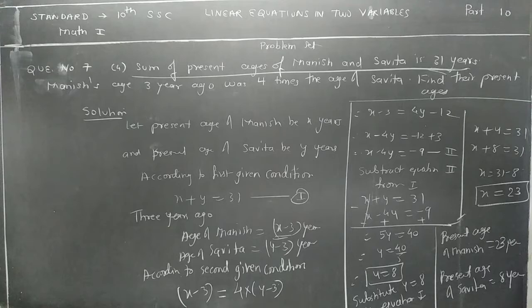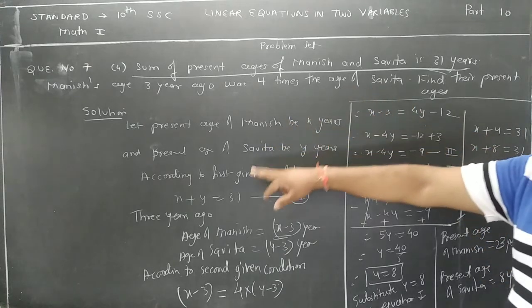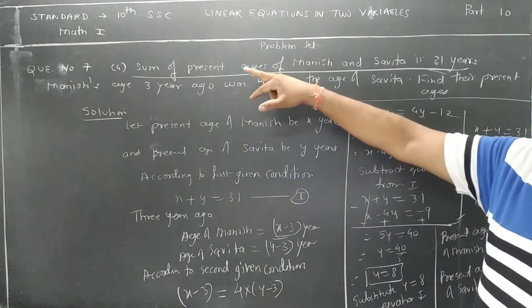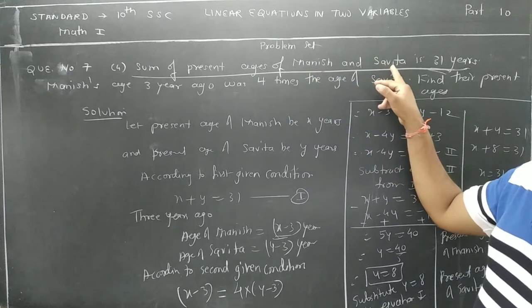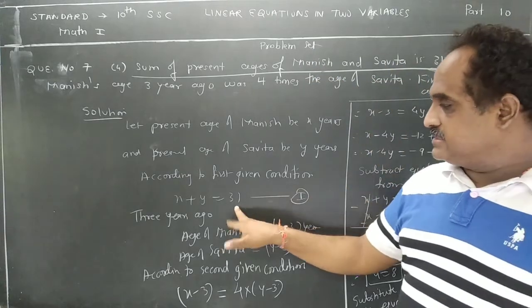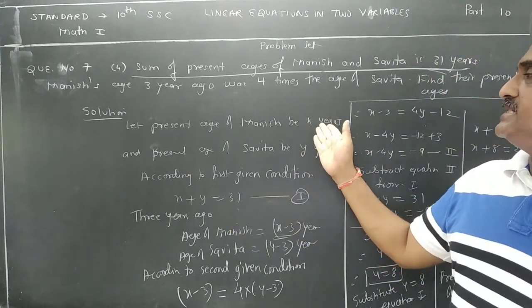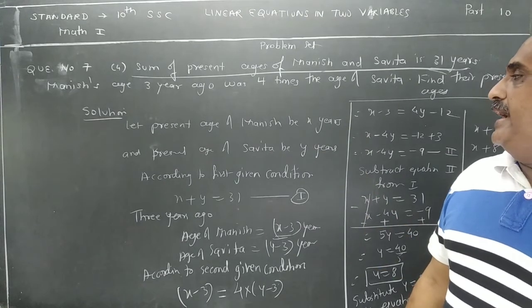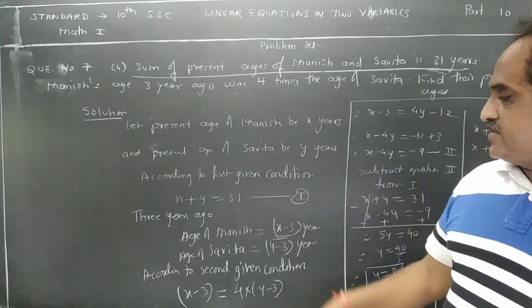I think you got that condition. The only thing is 3 years ago. See the condition, sum of the present age of Manish and Savita is 31 years that I have taken because present age of Manish is x years and present age of Savita is y years.